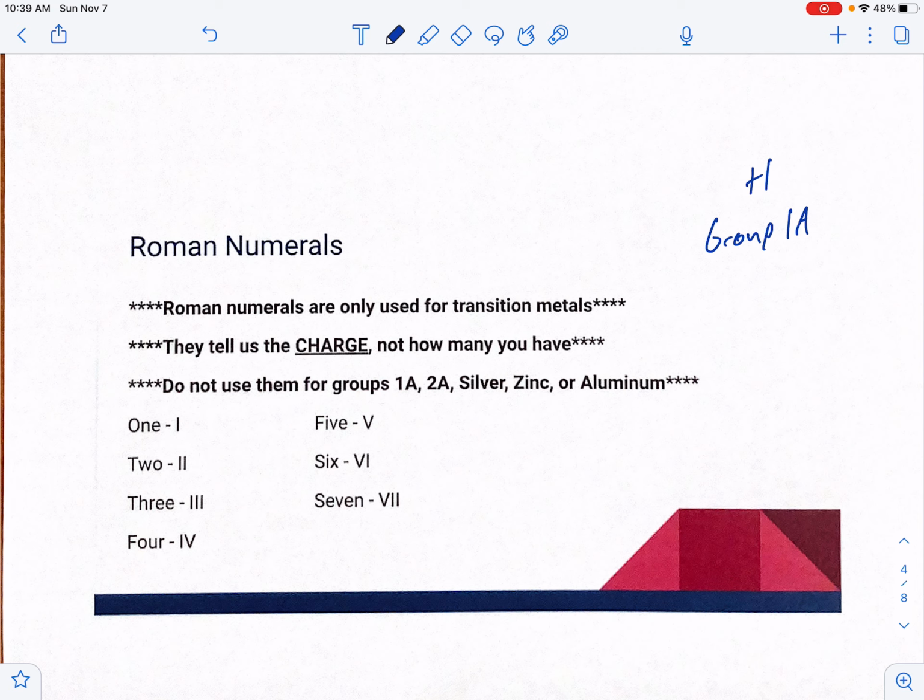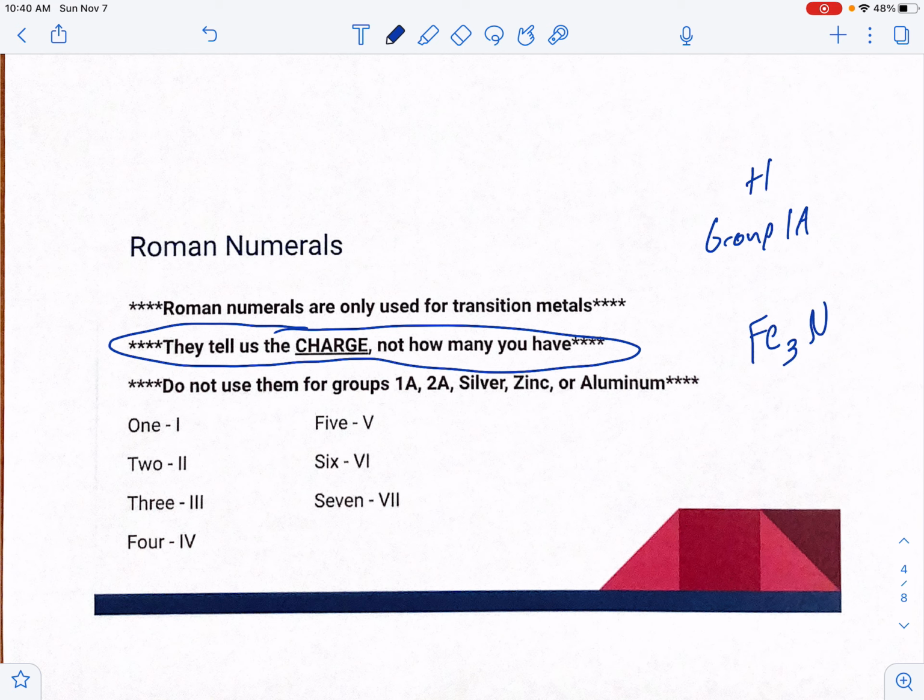Again, they tell us the charge, not how many you have. This is probably the number one mistake I see from students. When I give them something like iron 3 nitride, the first thing they do is write Fe3N. That would be incorrect. That tells me the charge, not how many. Once you know the charge, then you can figure out how many you actually have. So again, do not use these for groups 1A, 2A, or silver, zinc, and aluminum. Silver, zinc, and aluminum will always be +1, +2, +3.